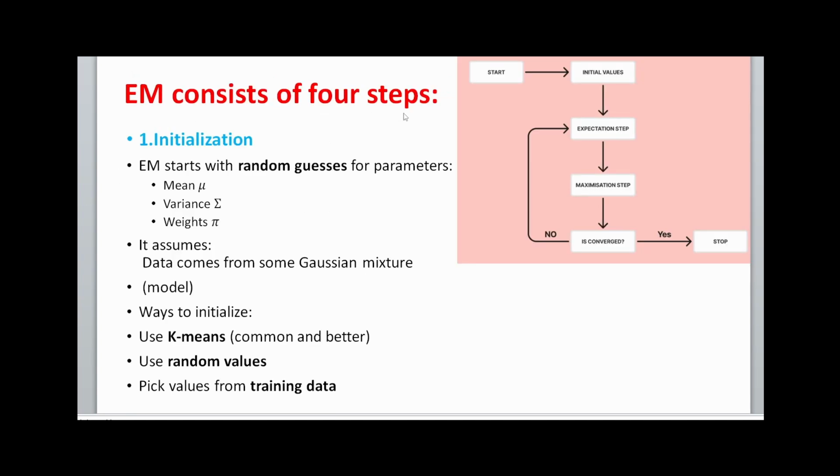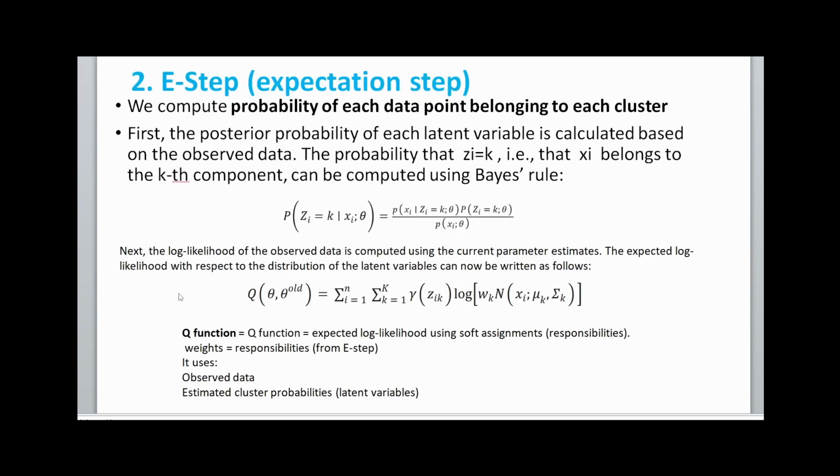EM consists of 4 steps. First, initialization. EM starts with random guesses for parameters: mean, variance, and weights. It assumes data comes from some Gaussian mixture model. So ways to initialize: we use k-means, use random values, and pick values from training data.